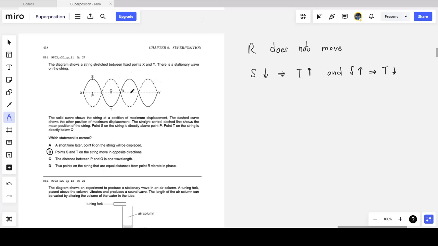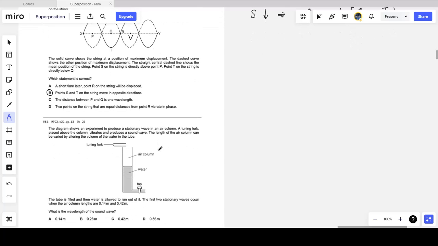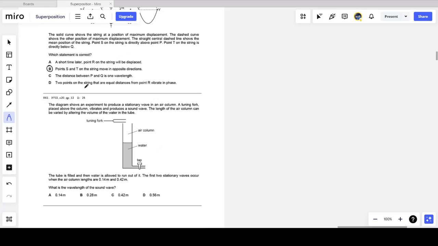If I took a point here, we have P, Q, R, S, T. Let's call this point V maybe. And V is equidistant from R as Q is, then these 2 points would be out of phase. When one is moving up, the other one's moving down, and vice versa. So they'll be 180 degrees out of phase or completely out of phase. So the correct statement is option B. Points S and T move in opposite directions. So we didn't need a significant amount of calculation there.